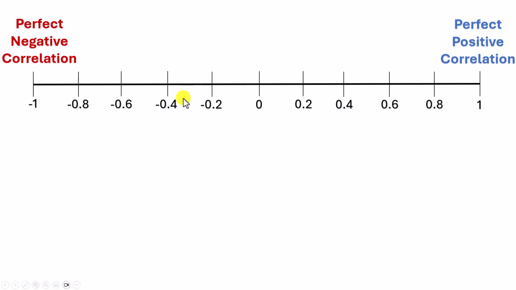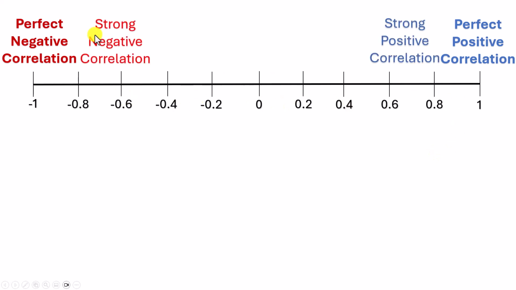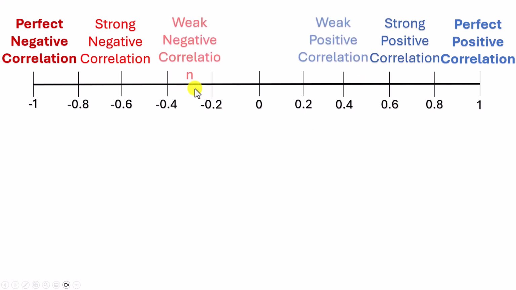And as we get closer and closer to 0, we're going to have the weaker correlations. So here we have strong negative or strong positive, kind of in this range of these numbers. As we get closer and closer to 0, we're going to have weaker and weaker correlation. So we have weak negative or weak positive. And finally, at 0, we have no correlation. And we'll take a look at what it means to have no correlation here in the next few slides.